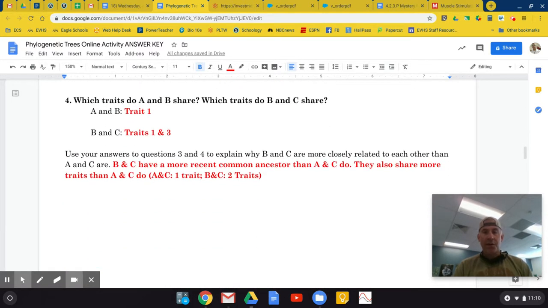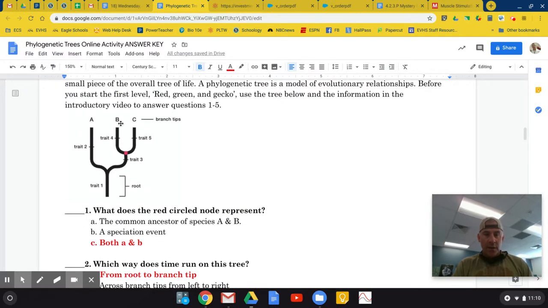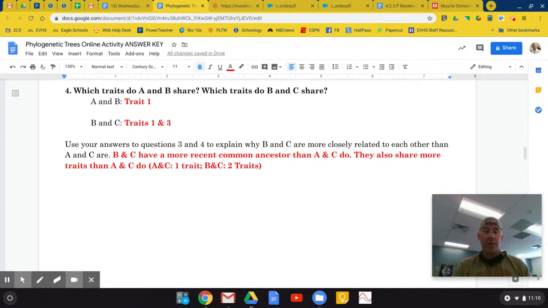It says use your answers to questions 3 and 4 to help explain why B and C are more closely related to each other than A and C. So if we look back up at our graphic, why are B and C more closely related than A and C? You should be able to use evidence from this graphic instead of just saying B and C are sitting next to each other. We should be able to actually refer to specific things.